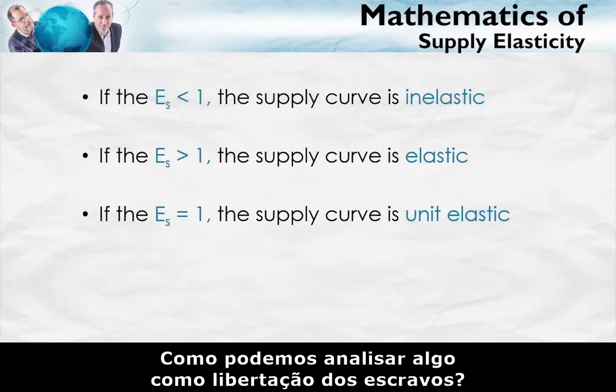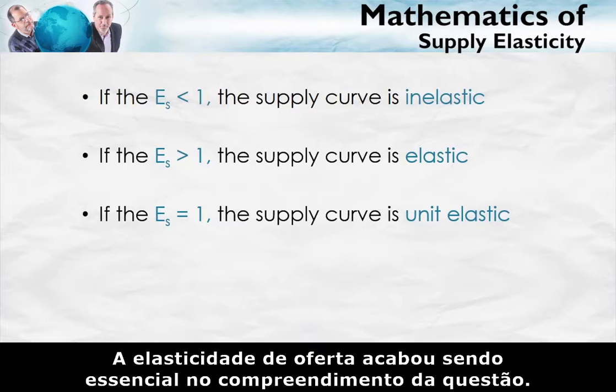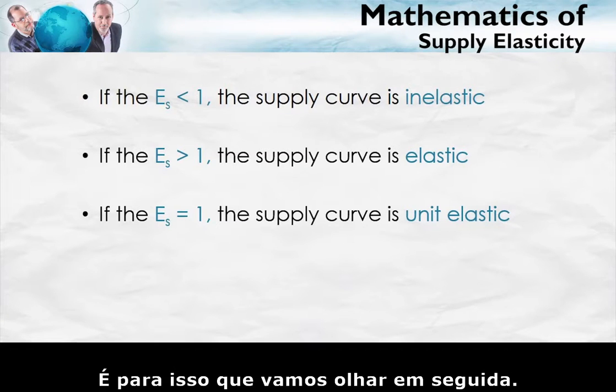How can we analyze something like the redemption of slaves, whether this is going to be a good policy or a bad policy? The elasticity of supply turns out to be critical to understanding that question. That's what we're going to look at next.